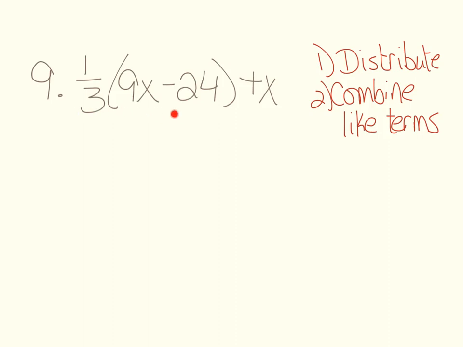I see it right here, 1/3 times the quantity 9x minus 24. And oh no, I see that I'm distributing a 1/3. Now, I know that I'm supposed to do 1/3 times 9x and 1/3 times a negative 24. Do not let the fraction freak you out. Okay, here's what I want you to do. I want you to go over to the side.